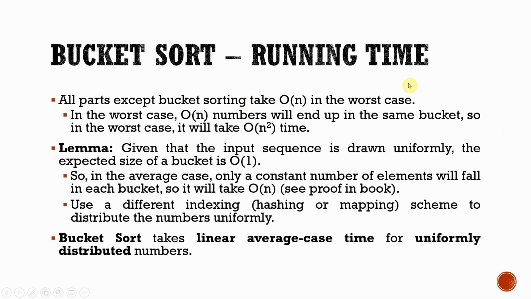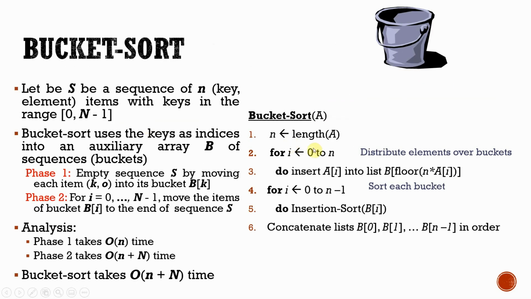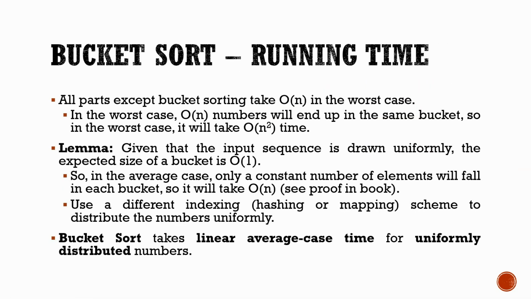Okay, so for the running time of bucket sort, all parts except bucket sorting take order of n, right? You see we had three different steps: distribute elements, sort, and then concatenation. Each of these takes order of n. The only part that is quadratic is the sorting, if it's insertion sort; if it's quick sort it's n log n, right? But in the worst case, all the numbers will end up in the same bucket, so in the worst case it will take order of n squared.